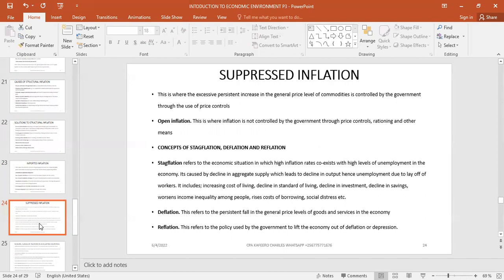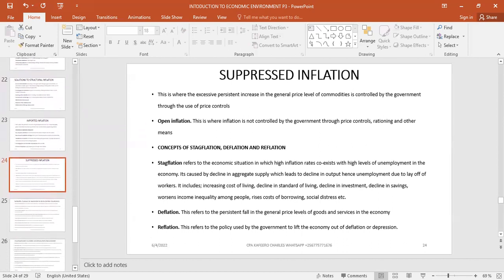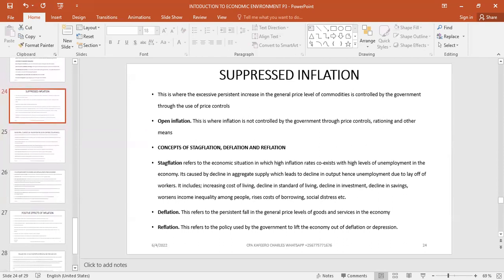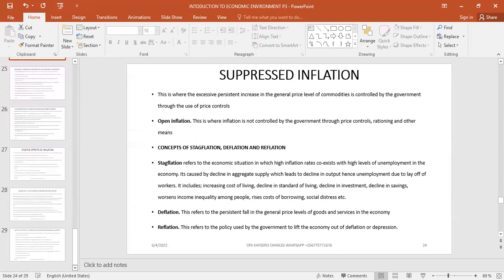We have also open inflation. This is where inflation is not controlled by the government through price controls, rationing, and other means. Open inflation is just the opposite of suppressed inflation. I wanted us to look at some of these concepts: the concept of stagflation, the concept of deflation, the concept of reflation.